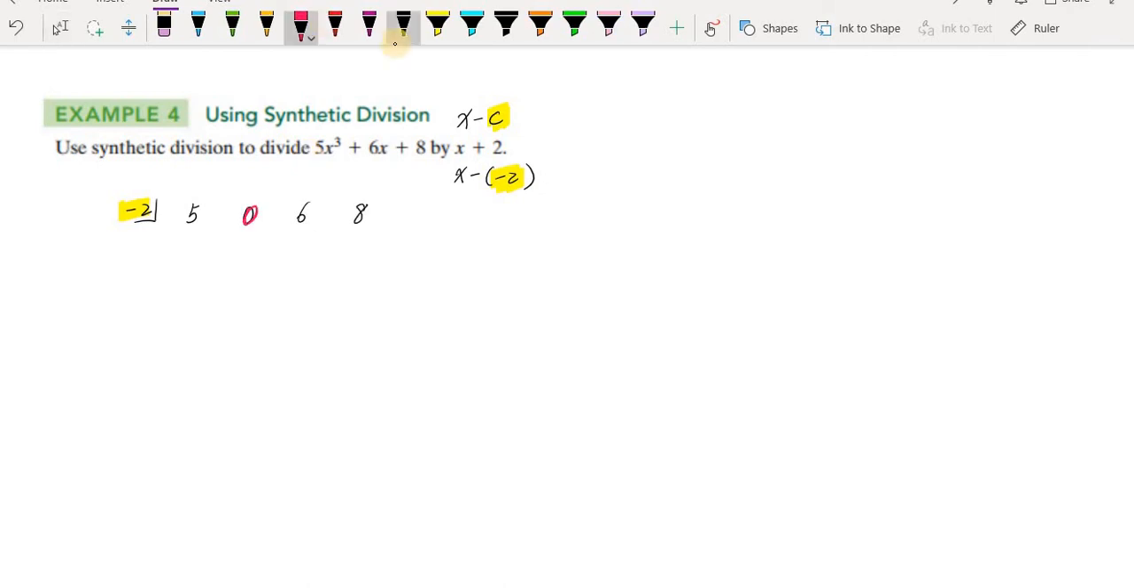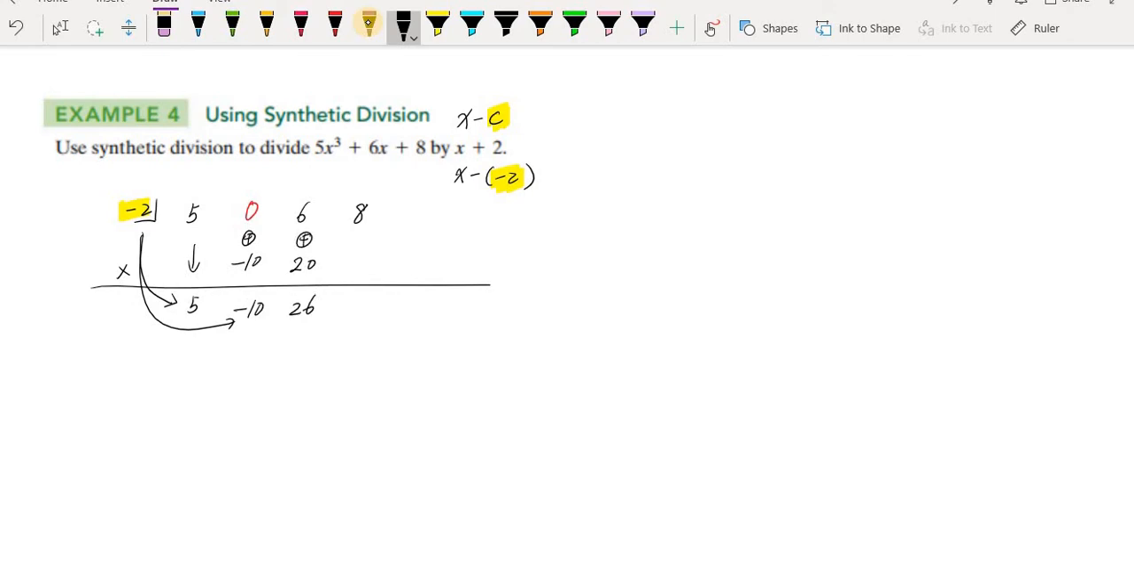So once we have this, we're going to bring this down. We're going to multiply. Then multiply those, that will be negative 10. Then we're going to add, this is going to give you negative 10. Then again multiply, that will be positive 20. Add, give you 26. Okay, multiply, that's negative 52. Then add, give you negative 44. And then I need to make sure I know this is actually my remainder.